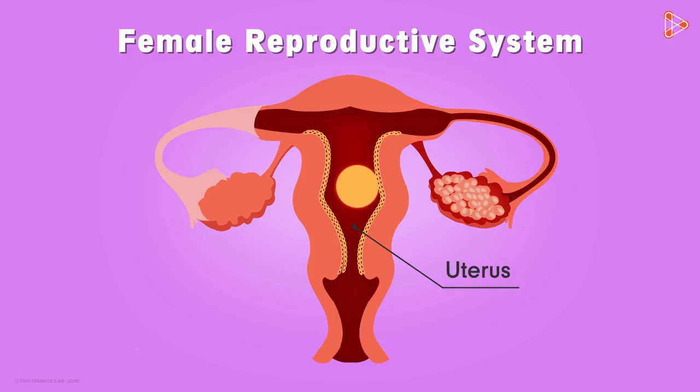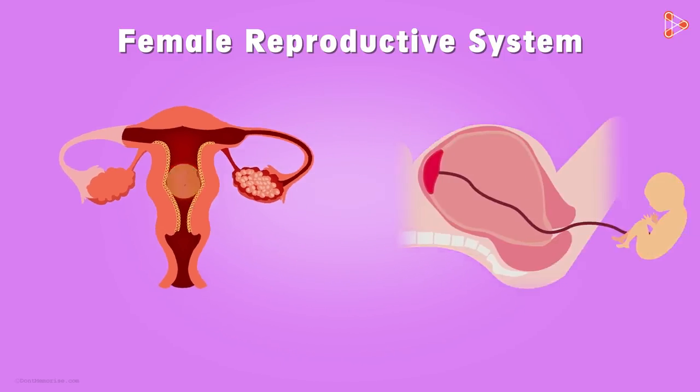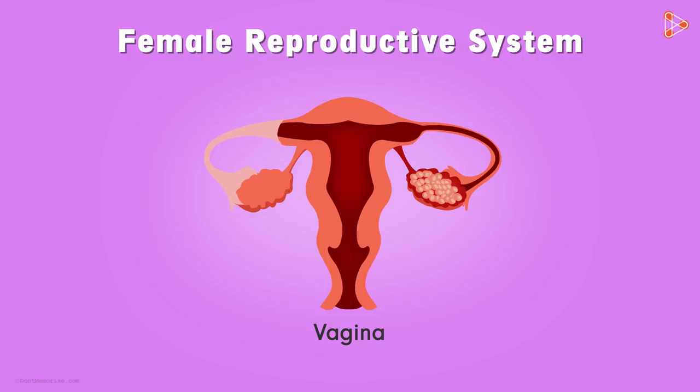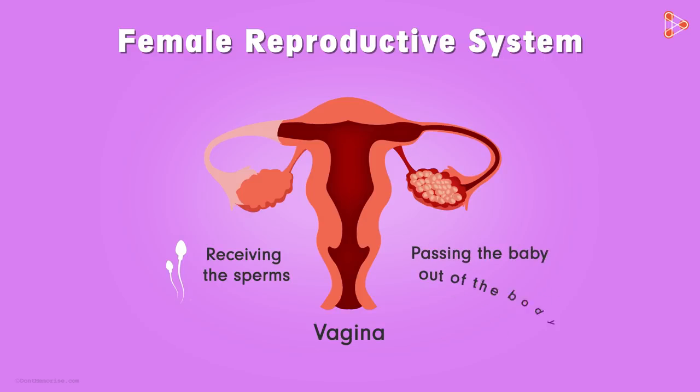We know that the uterus, commonly referred to as the womb, is the site of development of a baby. And when the growth of the baby is completed, it comes out of the mother's body through the vagina. Do we know what the vagina is? It is basically a small passage that opens to the exterior. It is the site where sperms are received in the female's body. On the other hand, the same passage is used for passing the baby out of the body during childbirth.